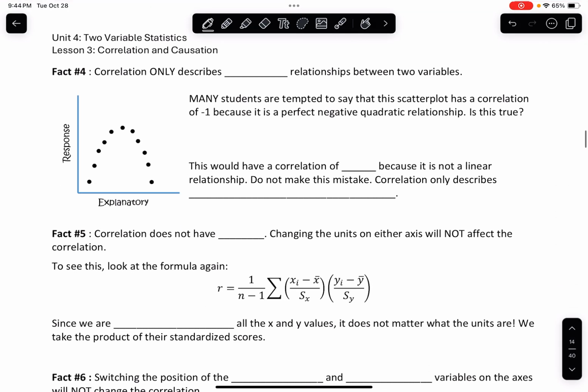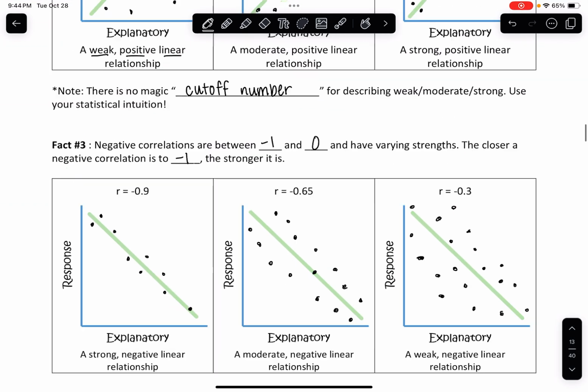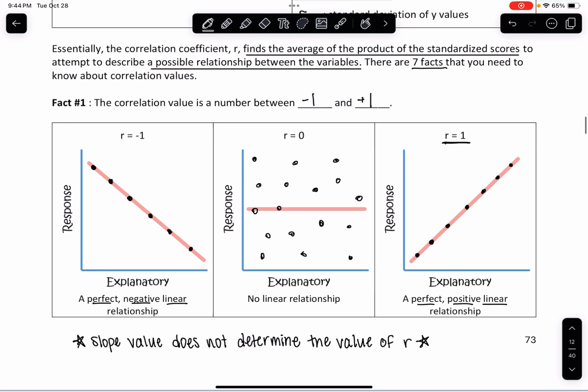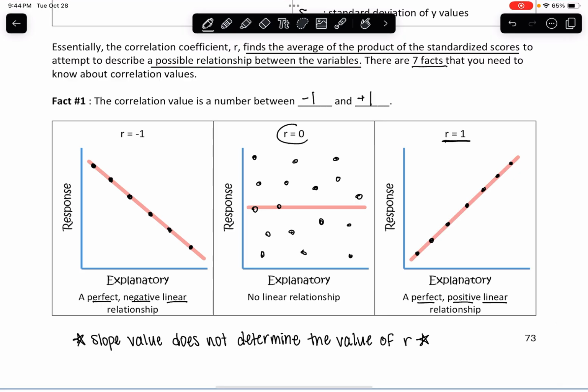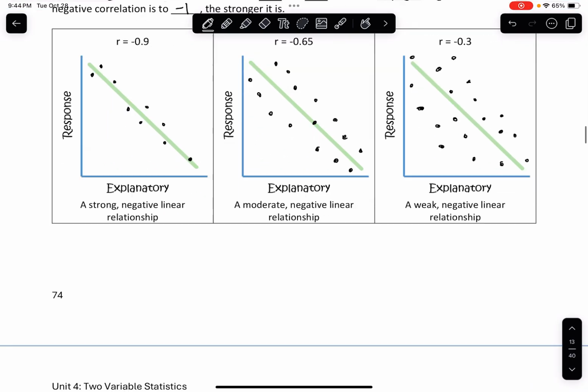Fact 4. When we talk about correlation, correlation only describes linear relationships between two variables. So remember, think back, way back 2 pages ago, when I said you could have an R value of 0, and that could be no linear relationship and a cloud of data. There are other situations where we have a correlation value of 0, and this is one of them.